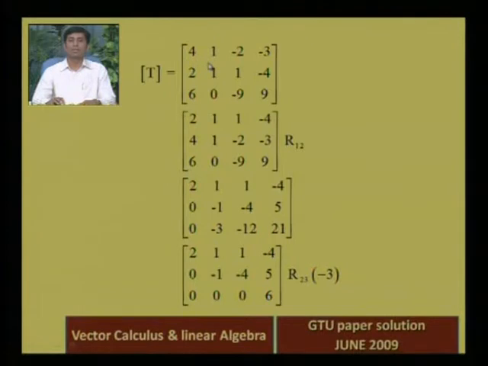Using that row echelon form, we can find the null space of the given matrix and the column space of the given matrix. So now when we interchange the first and second row, the first row becomes 2, 1, 1, minus 4 and the second row becomes 4, 1, minus 2, minus 3.